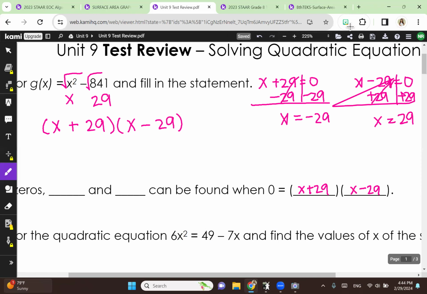So the zeros are negative 29 and positive 29. They can be found when x plus 29 is multiplied by x minus 29. Okay.